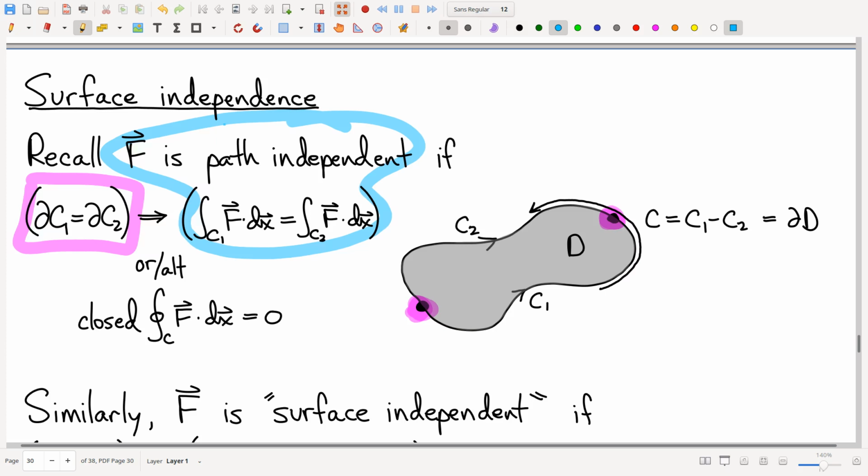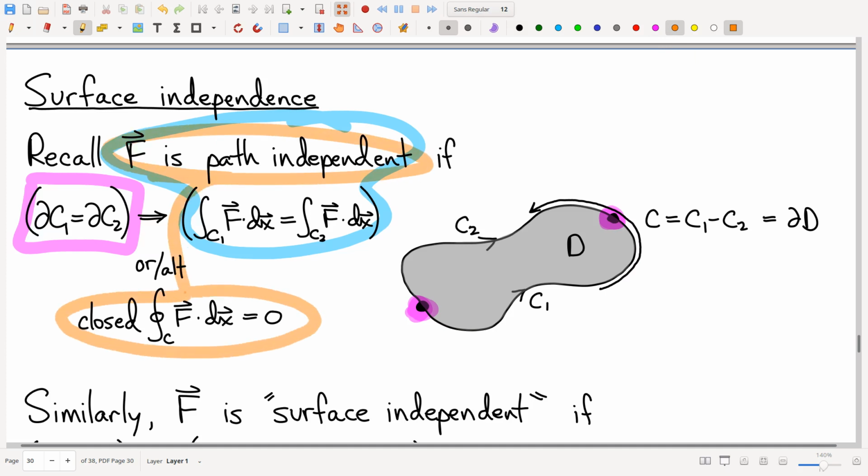Okay, and then recall as well we had this other formulation, and that is path independence could be viewed as all closed line integrals are 0. And of course, if you have 2 curves that start and end at the same point, then you can put them together to make a closed curve. And we argued previously that this condition in blue is equivalent to this condition in orange, namely closed line integrals all 0. Okay, so that's a quick review of path independence.